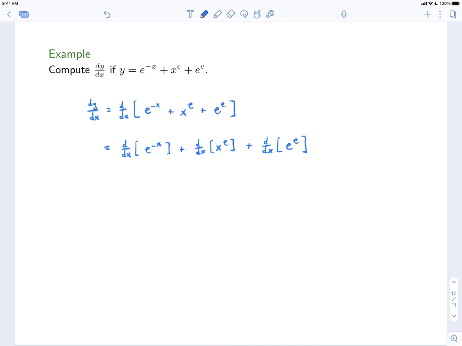All right, so let's just make a couple of notes here. So this first one, e to the negative x, we use the exponential rule. So we're going to use the more general version of the exponential rule. Here we have x raised to a power. So here we're going to use the power rule. And here we have e to the e. E is a constant, and we're raising it to e, which is a constant. So this is just a constant, so we're going to use the constant rule.